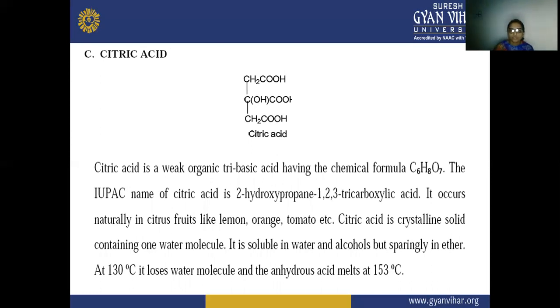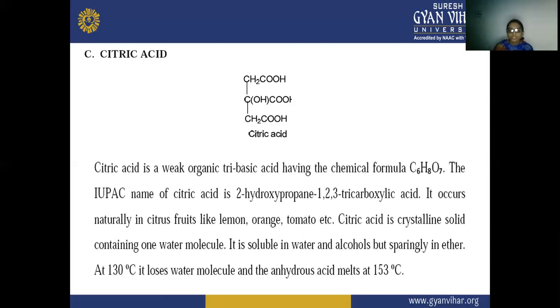So 2, 4, 5, 6, 7, 8. And oxygen 2, 4, 5, 6, 7. 7 oxygens are there. So the IUPAC name of citric acid is 2-hydroxypropane-1,2,3-tricarboxylic acid. On the second position of the carbon atom, a hydroxy group is attached, and this is a propane, and on the 1, 2, 3 positions, the tricarboxylic acid is present.